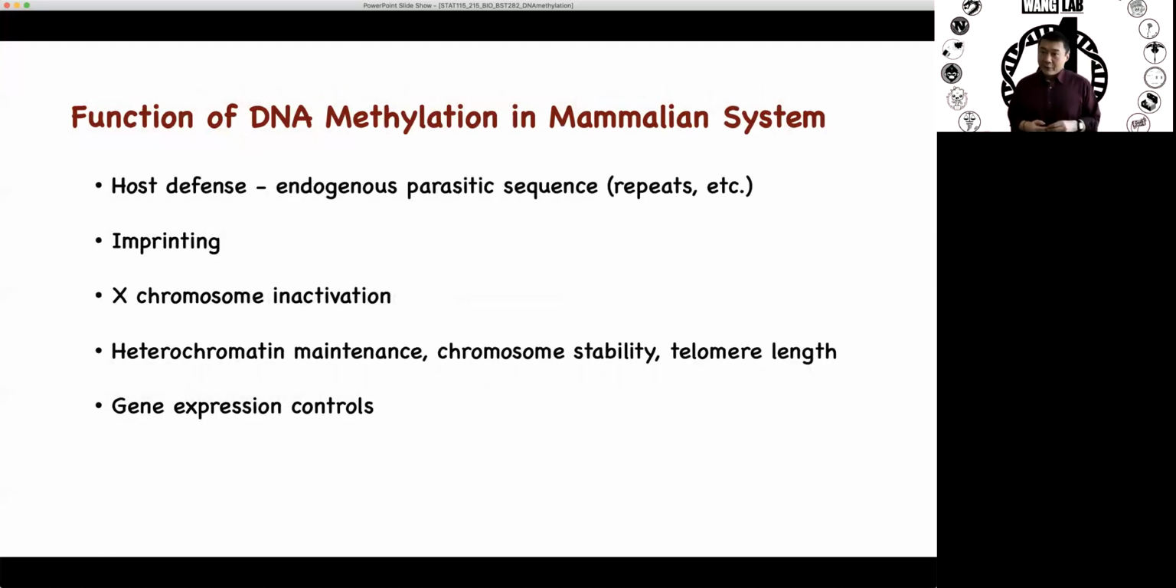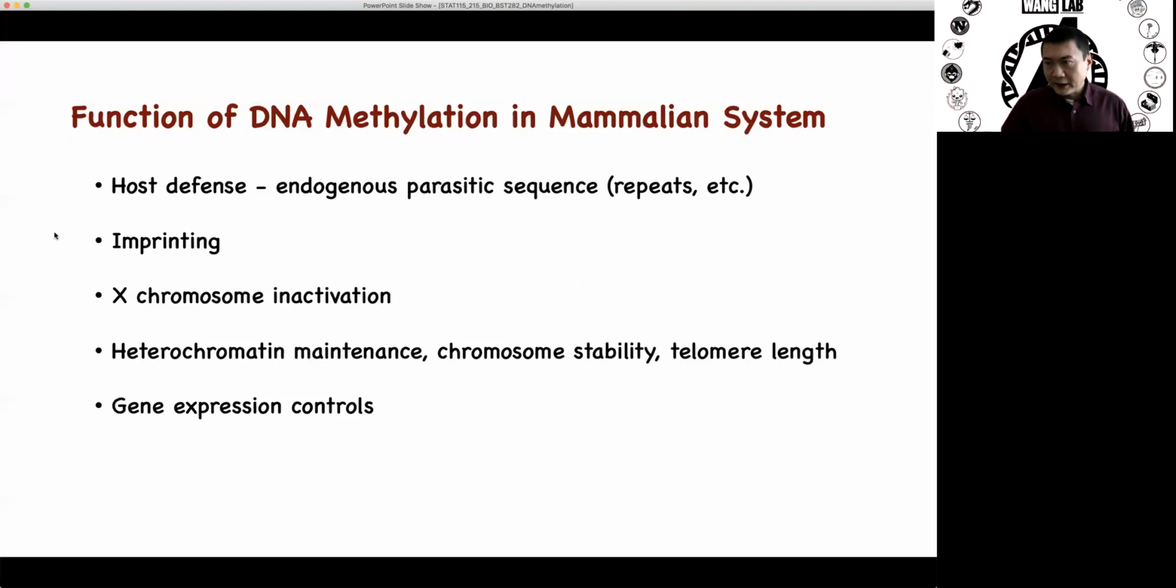DNA methylation has a lot of very important functions, even though it's such a simple modification. The most important, in fact, some people argue that this is the only important function, is host defense, right? So it's used to silence parasitic sequences like transposable elements, like the IAP element that we talked about at the very, very beginning, right? Some people argue that's the only function and everything else is kind of a derivative. But regardless, methylation plays many, many important roles.